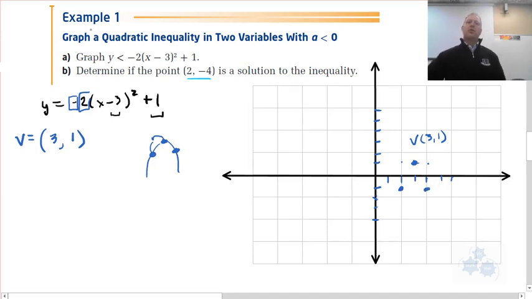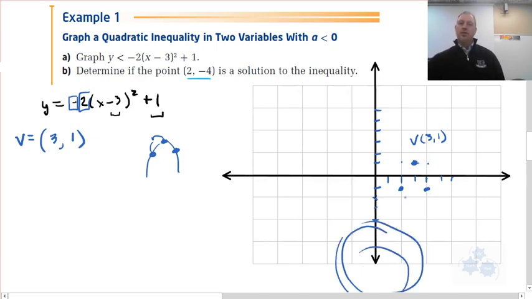The other thing I would do is find out what the y-intercept is. So we know it's going to be down here somewhere, right, in this region maybe. So let's figure out what that is, and that happens when x equals 0. So what is y when x equals 0?